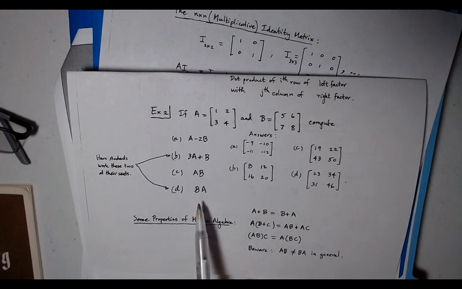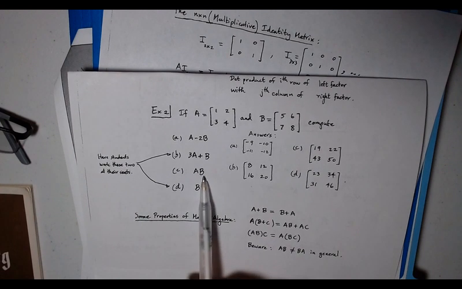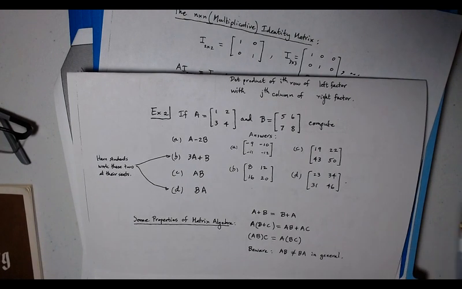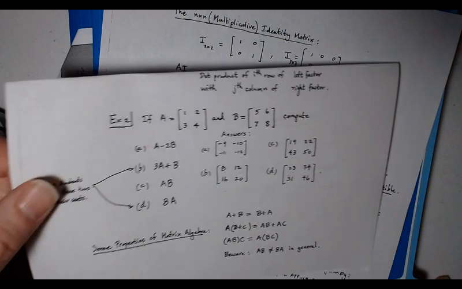Try one. Take this one and, well, here, we just did it up here actually. C was A times B and D was B times A, and you see these are different matrices.